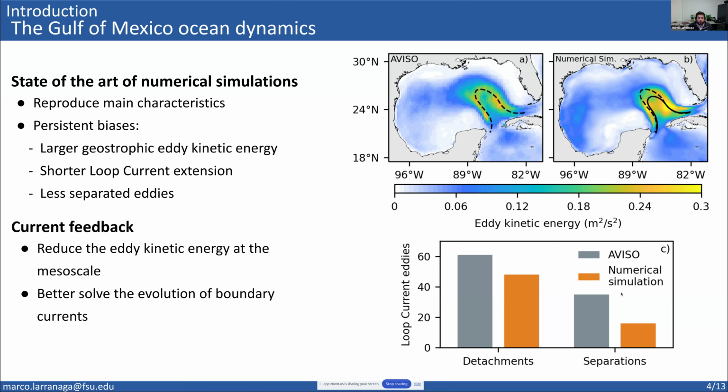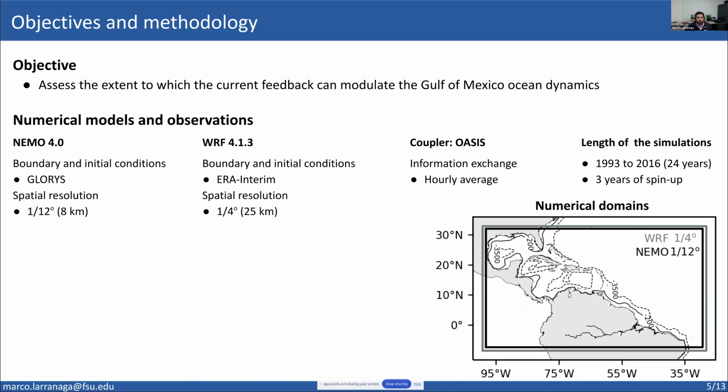But as we know, the current feedback helps us to reduce the excess of eddy kinetic energy at the mesoscale, and also helps us to better reproduce large scale currents or permanent currents like the loop current. So the objective of this work is to try to assess the extent to which the current feedback can modulate the Gulf of Mexico ocean dynamics.